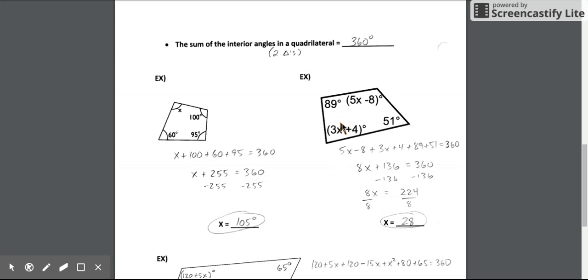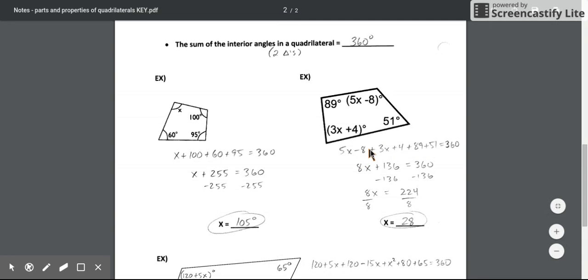In the next example, same exact process, but now we've got more expressions. But again, let's set it up. Add up all of the measurements given and set it equal to 360. It's a little bit trickier here, but still try and add up all your like terms. So if we add up our x terms, 5x and 3x give us 8x. Add up all of our number terms, constant terms, negative 8 plus 4 plus 89 plus 51. That should give us 136.